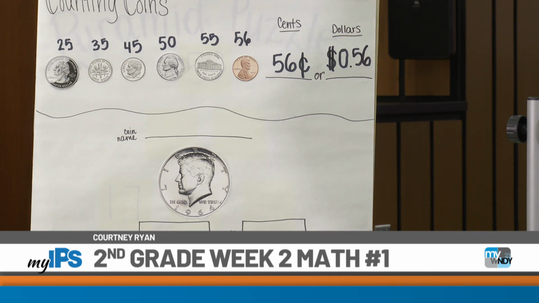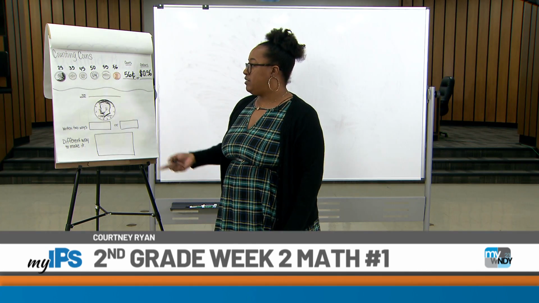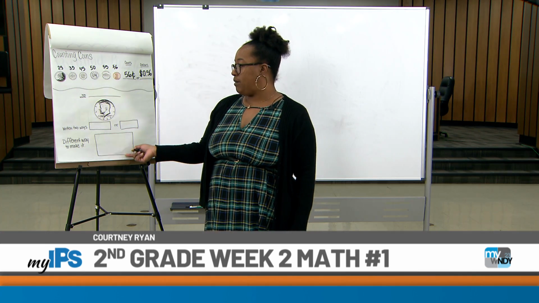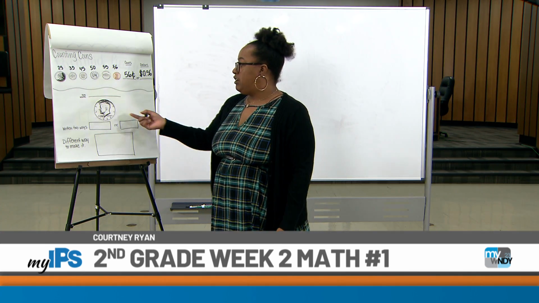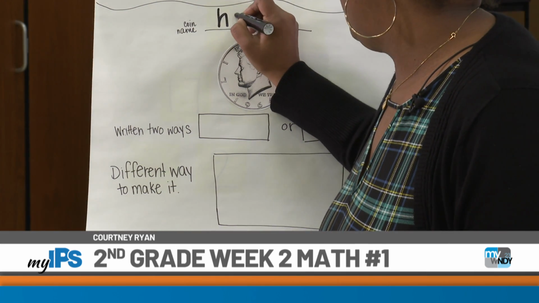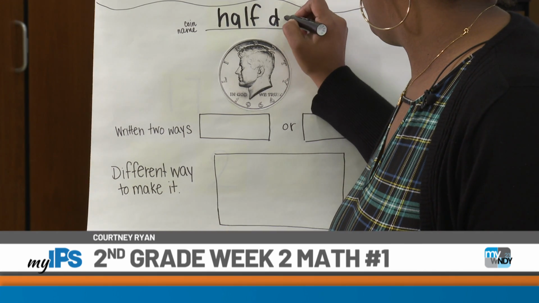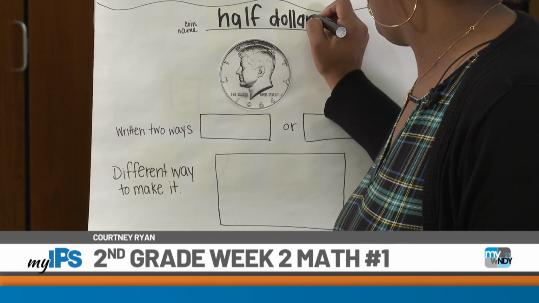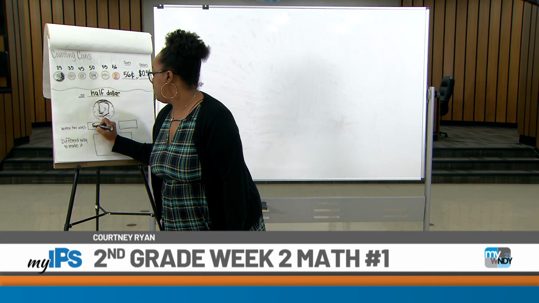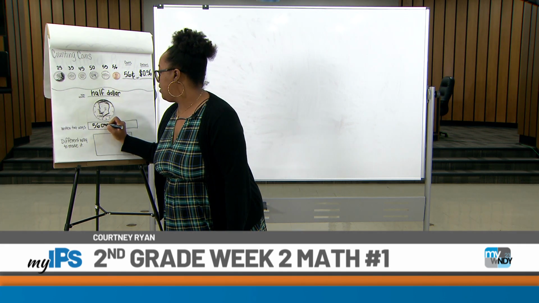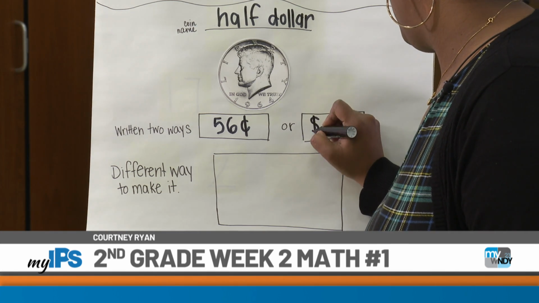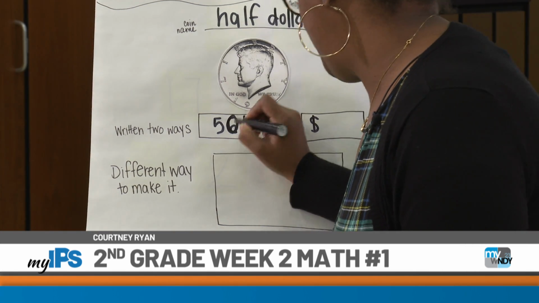The second part of that activity asks you to list the name of the coins, to write that amount two ways, and to write it in a different way. I've chosen 50 cents as an example for you all. So I'm going to write the coin name at the top. And I'm going to write it two ways, just as we did above. So my cents looks like that, and my dollars, 50 cents.